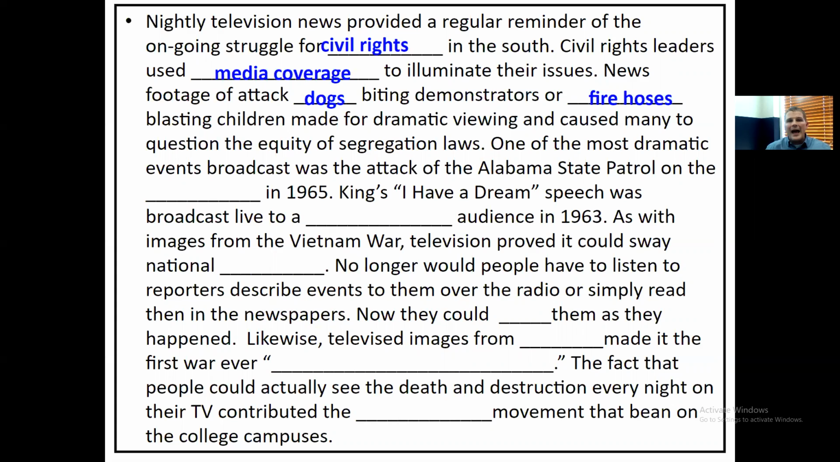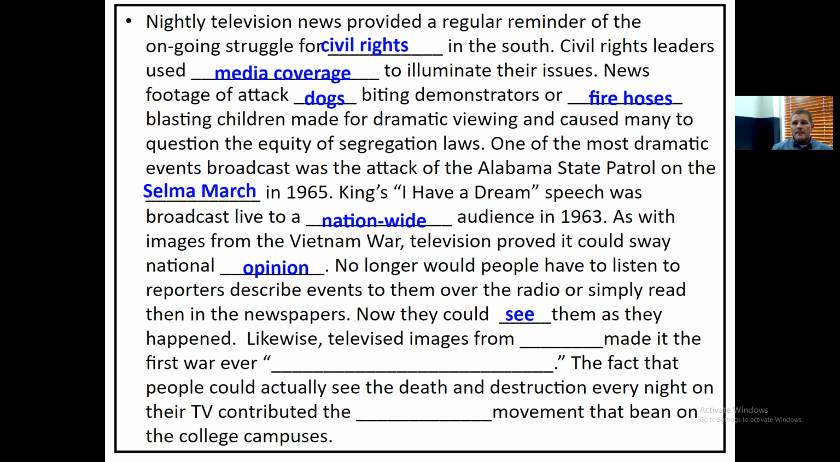One of the most dramatic events broadcast was the attack of the Alabama State Patrol on the Selma March in 1965. Also, King's I Have a Dream speech was broadcast live to a nationwide audience in 1963. So that's at home. Also abroad, as with images from the Vietnam conflict, which is a Cold War conflict, television proved it could sway national opinion. No longer would people have to listen to reporters describe events over the radio or simply read them in newspapers. Now they could see them as they happen.